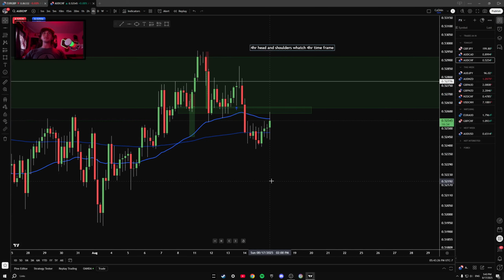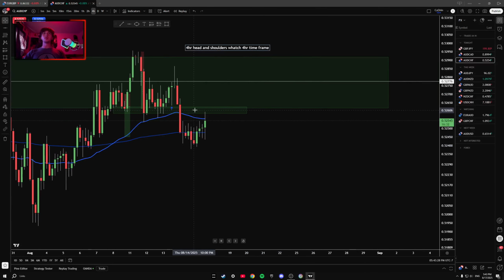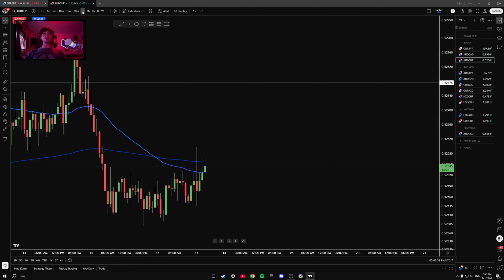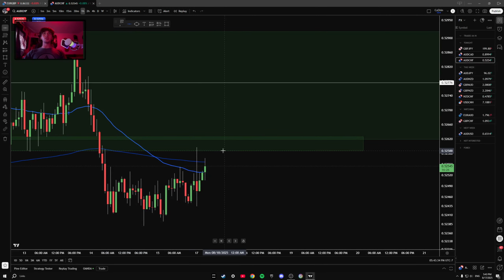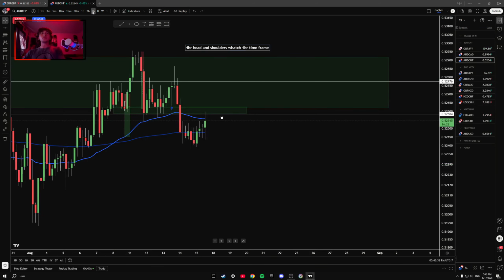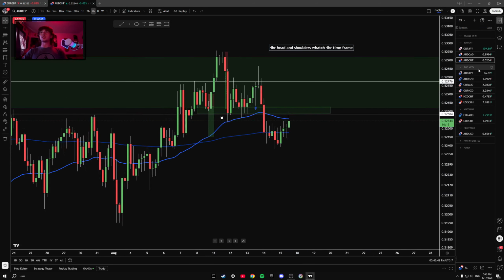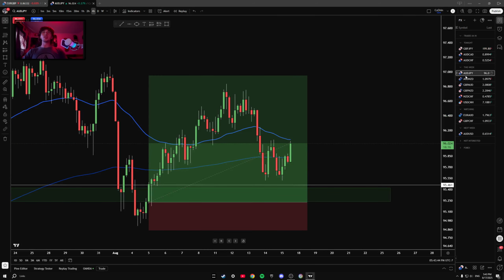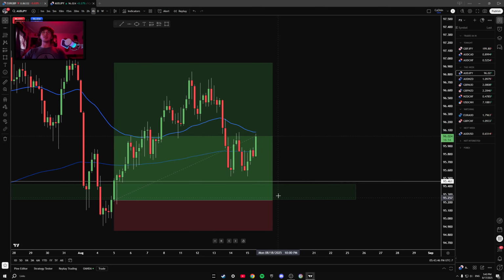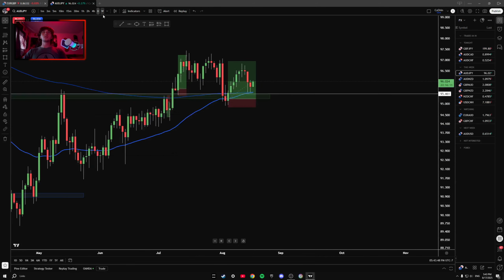AUD CHF, head and shoulders pattern. We got the AOI right here. So let me try to get an alert on here. 4-hour head and shoulders, so we're going to wait for the 4-hour time frame to give us a rejection, and then later in the week. AUD JPY, we're waiting on a retest to then go long.